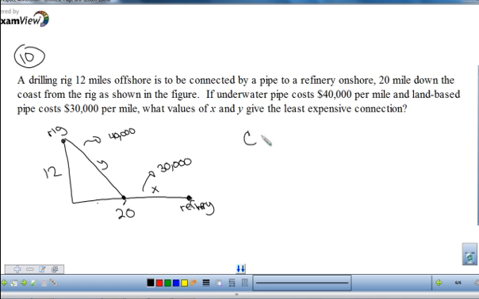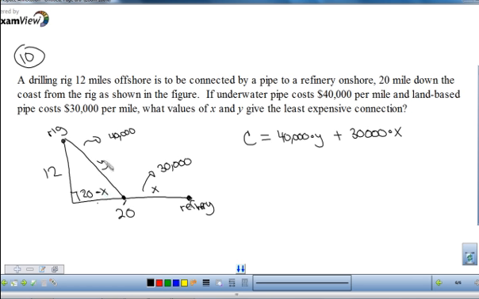So you need to do a cost equation to take the derivative. So the cost equation would be 40,000 y plus, since this is x, it would be 30,000 times x. Okay, there's two formulas, so I need to get rid of the y. So this is going to be 20 minus x.